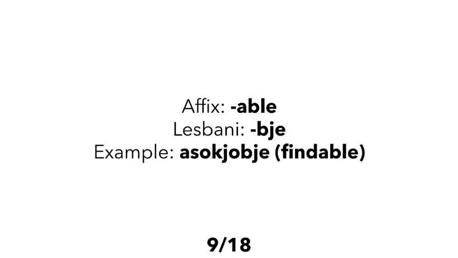Abo, as in like understandable, is bie. So findable, asokyobe, asokyobie. Sorry. Now that I'm looking at it, I think that should be asokyonyabe. Asokyonyabie. Wow. Even I'm messing it up today. Don't feel bad. Even I can't do it. Even the girl herself can't.